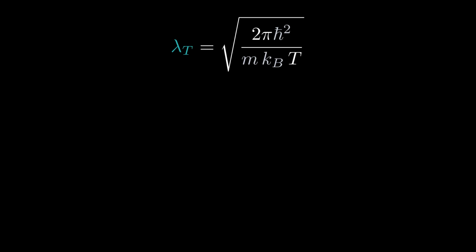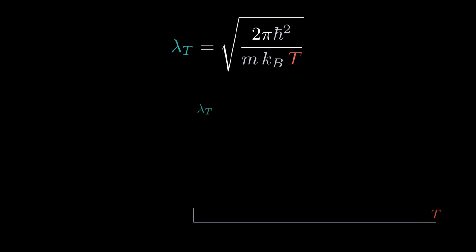Let's read it piece by piece. Up here, h bar, Planck's constant, the basic quantum of action. Here m, the atom's mass, heavier atoms make smaller waves. Here k_B, Boltzmann's constant, the bridge that turns a temperature into an energy. And down here in red, T, the absolute temperature. Notice where T sits, underneath inside a square root, so lambda T is proportional to 1 over root T.